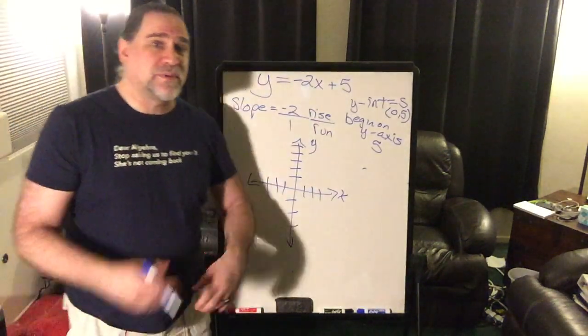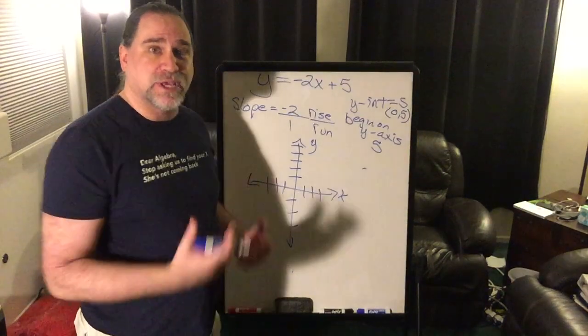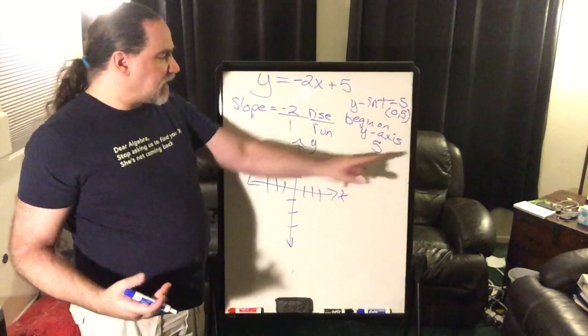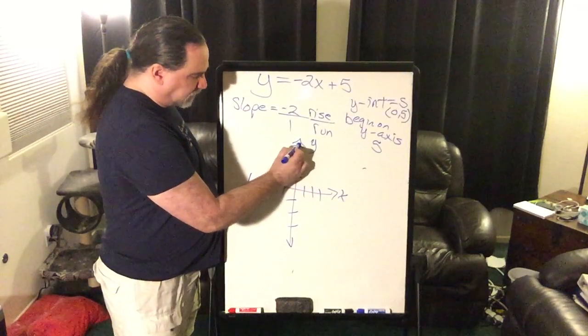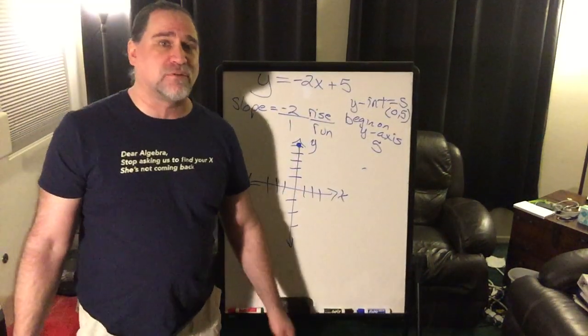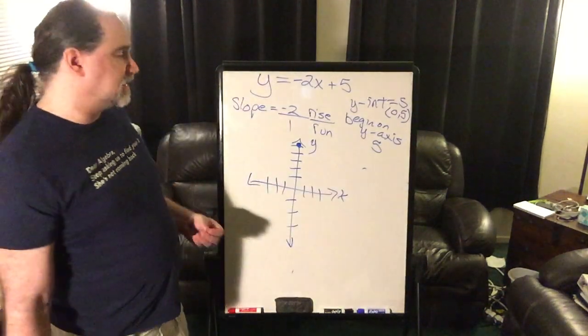Okay, remember I said we're going to be able to graph really fast now once we have it in this format. And here we go. I begin at 5 on the y-axis. 1, 2, 3, 4, 5. I put 1 dot. I'm halfway done with my graph already because the only thing I've got left to do is put the other point on there and connect the dots.